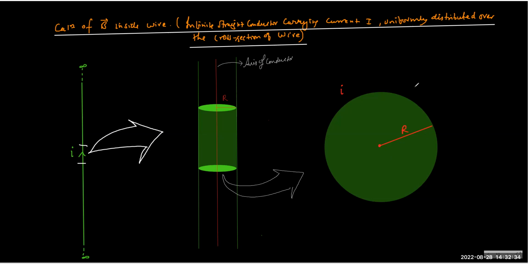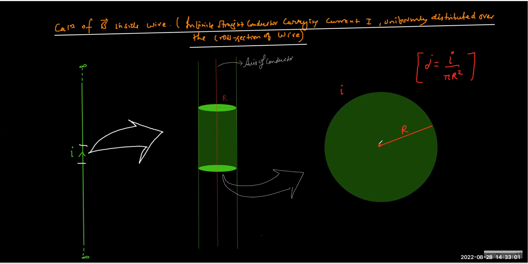And because it is spread over the entire cross section, and that is sort of uniform, a solid cylinder infinitely long. Yeah, it is a solid cylinder which is infinitely long. So we can say something called current density. For uniform distribution, current density is I upon the area.